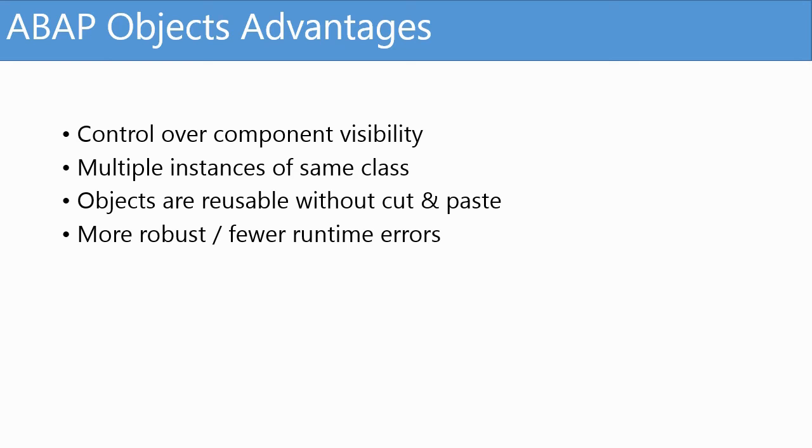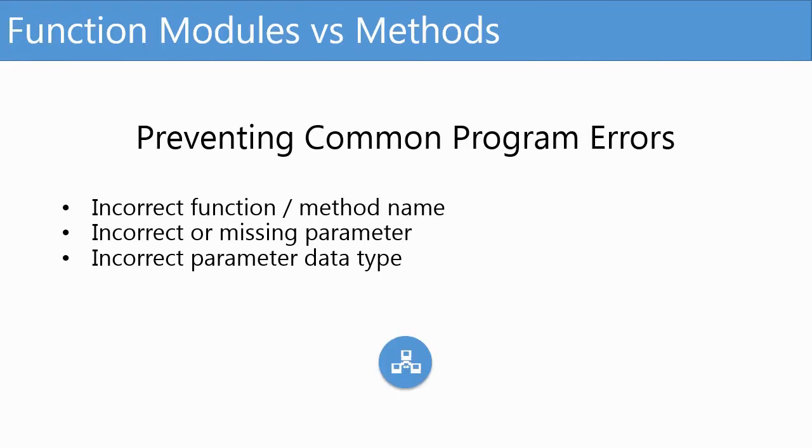Potential errors are caught at design time when using objects, which results in fewer runtime errors. Three fairly common programming errors are shown here: calling a method or function using an incorrect name, passing an incorrect parameter or forgetting it altogether, or passing a parameter of an incorrect data type. Let's see how those errors are handled with calls to function modules and methods.